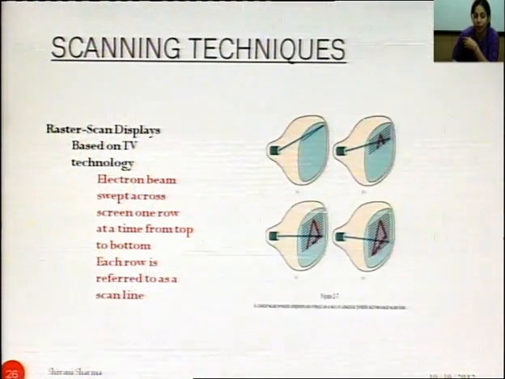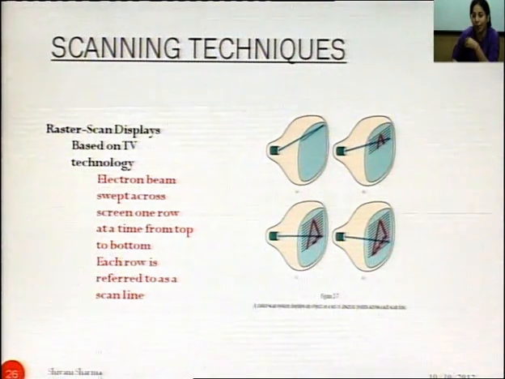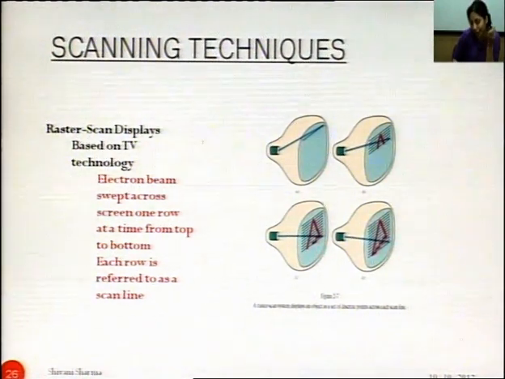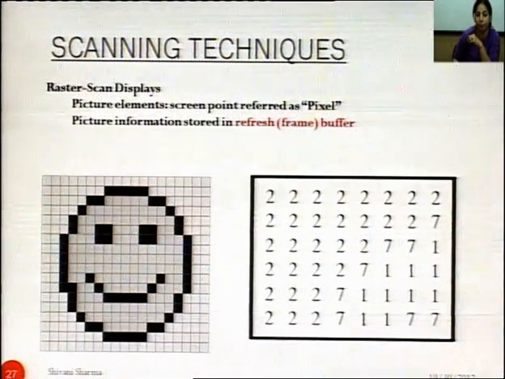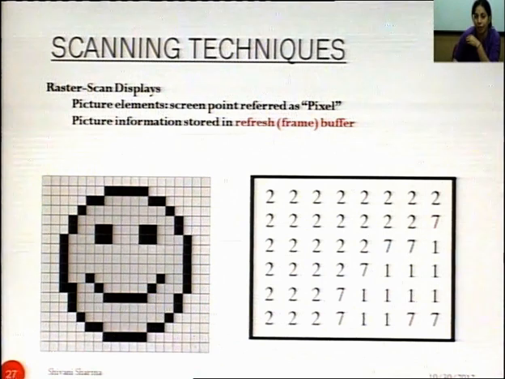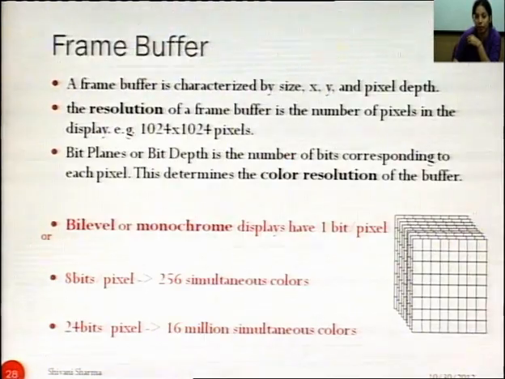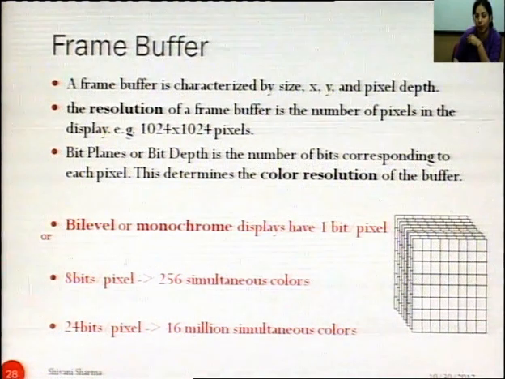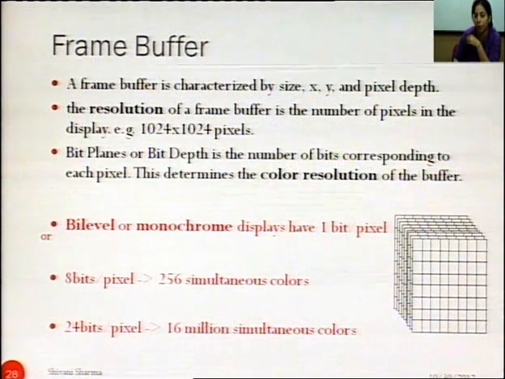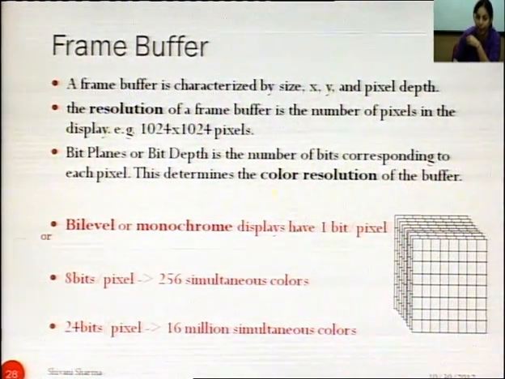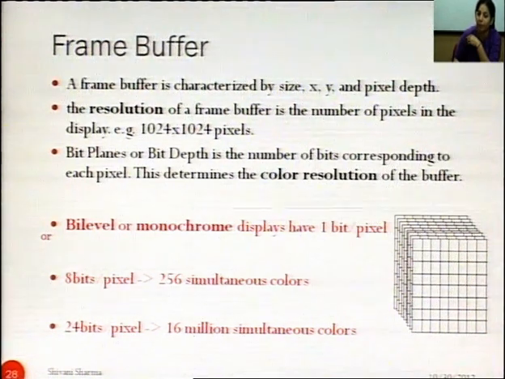In the raster scanning technique, scanning starts from the very top left corner to the right and moves from top to bottom. This is the pixel size on the screen, raster scan, and picture information is stored in the refresh frame buffer. This is the frame buffer using, like, 8 bits per pixel, which corresponds to 2 raised to the power 8, that is 256 simultaneous colors.